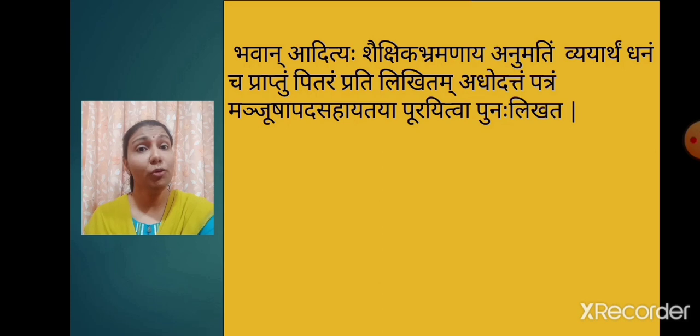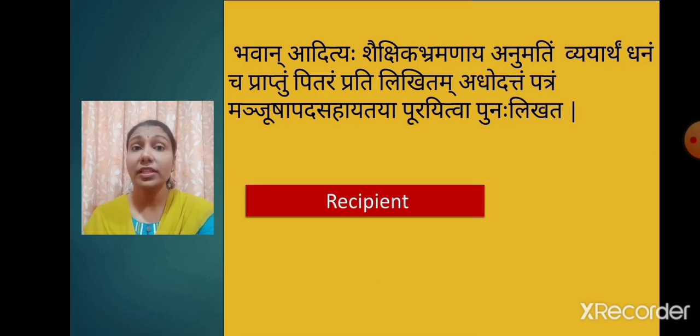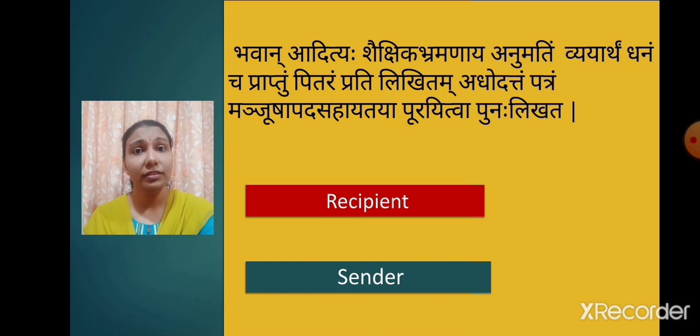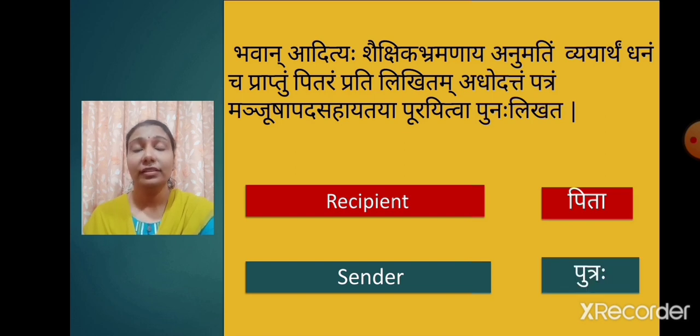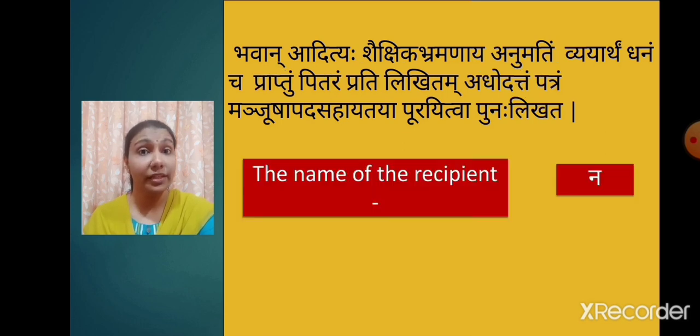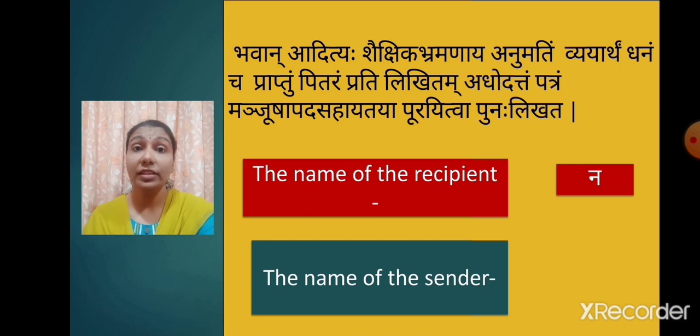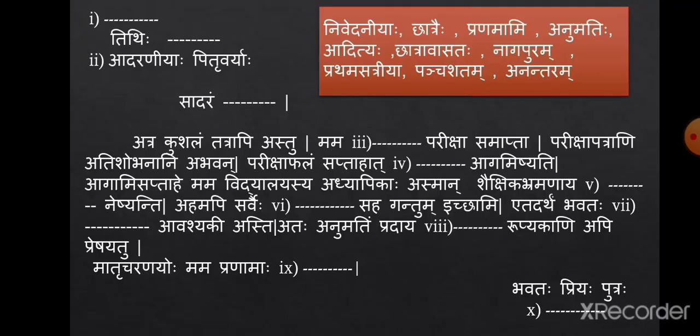Now, after reading the question, can you guess who is the recipient and who is the sender of the letter? The recipient of the letter is Pita, that is father, and the sender is Putraha, that is the son. The name of the recipient is not mentioned in the letter, but the name of the sender is mentioned and it is Aditya. Now let's see the letter. Here is the letter and the Manjusha is also provided for your help. Let's try to understand the meanings of the words given in Manjusha.